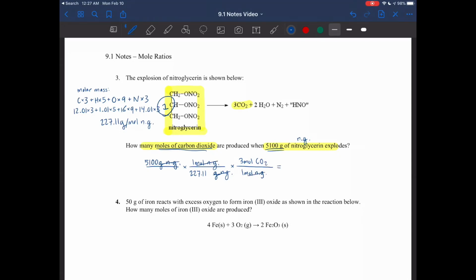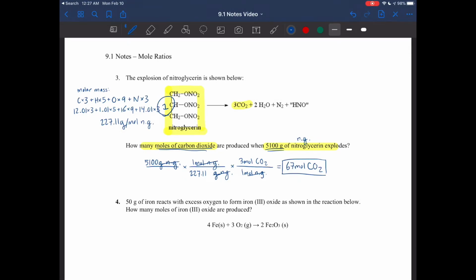Plugging that in to cancel out moles of nitroglycerin, in our calculator we should plug in 5,100 divided by 227.11 times 3, and that should equal moles of CO2, which is about 67 moles of CO2 here. That's what I got.